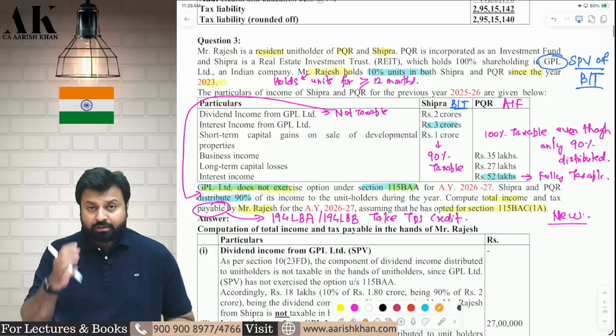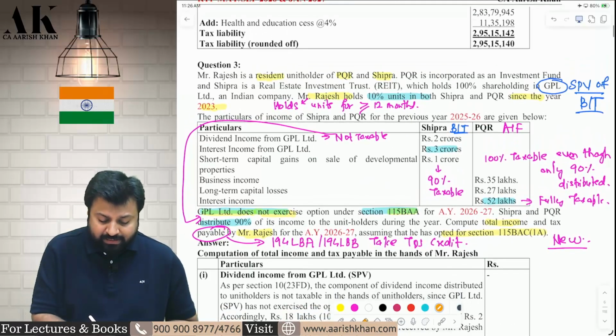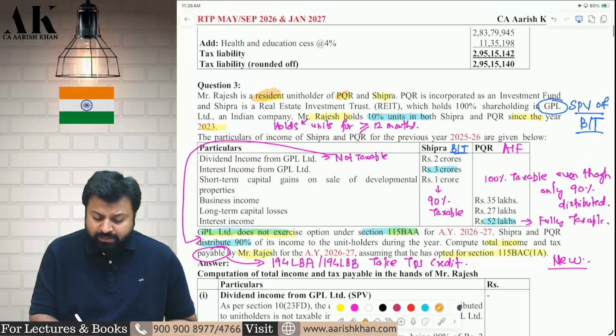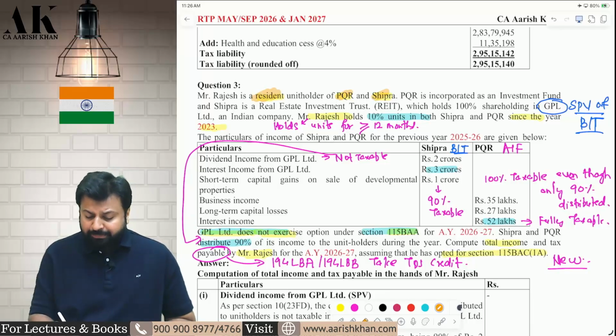Let's go ahead with the third question. This is also a very beautiful question. Mr. Rajesh is a resident, and he is holding some units in PQR and Shipra. Now we need to understand who is PQR and who is Shipra. Shipra is a business trust and PQR is AIF.